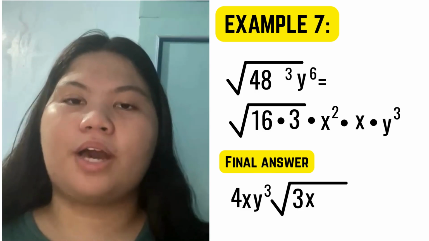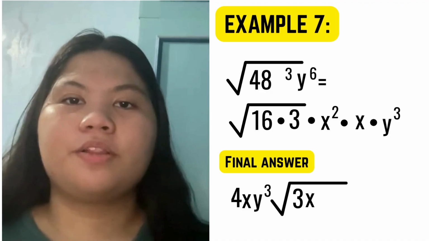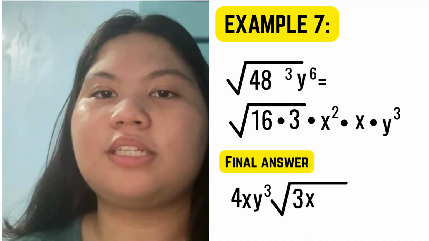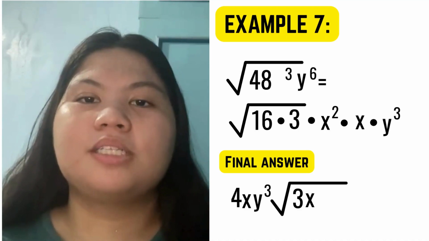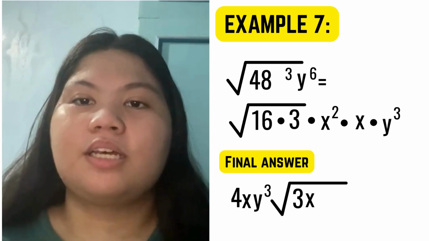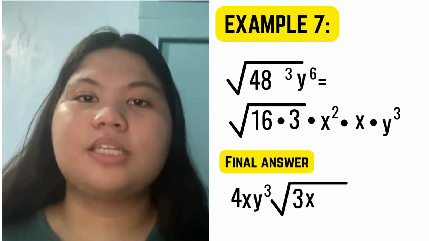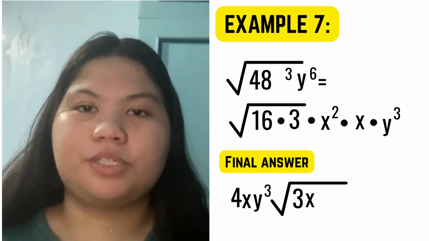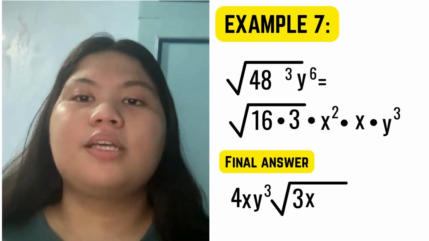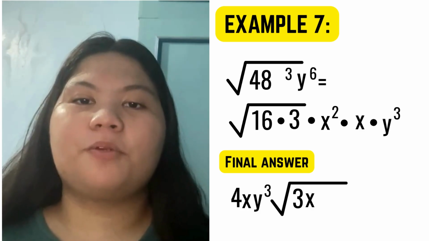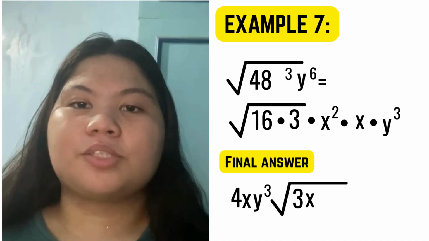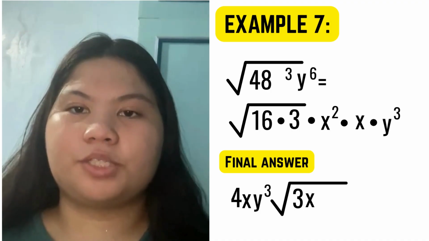Example 7. We have the square root of 48x cubed and y raised to 6. Step 1. Find a factor of 48 that is a perfect square, and that is 16 and 3. Step 2. Simplify. The square root of 16 is 4. Since 3 is not divisible by 2, only one group of 2 can be made out of 3, and 6 divided by 2 is equal to 3. So put all perfect squares outside the radical sign, and the final answer will be 4xy cubed, square root of 3x.